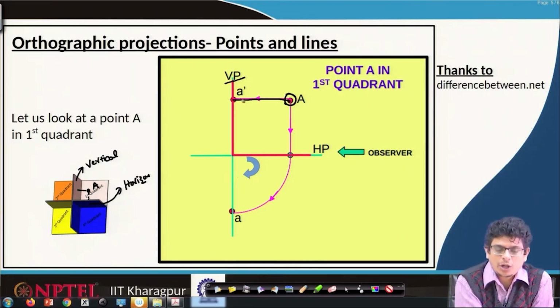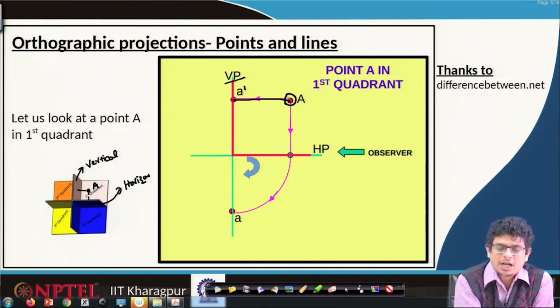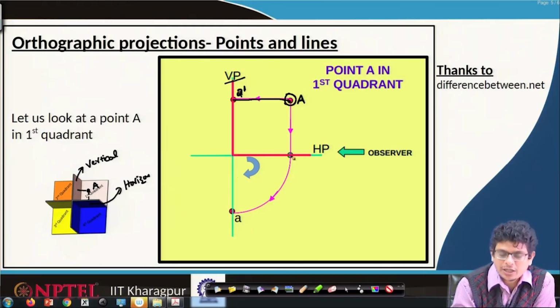any projection onto the vertical plane, we use a prime or dash, and lowercase letters indicate the orthographic projections, and uppercase letters are the true object. So, because we have projected onto the vertical plane, it is small a dash. Similarly, this a is the projection onto the horizontal plane, unfolding this horizontal plane by 90 degrees in the clockwise direction.